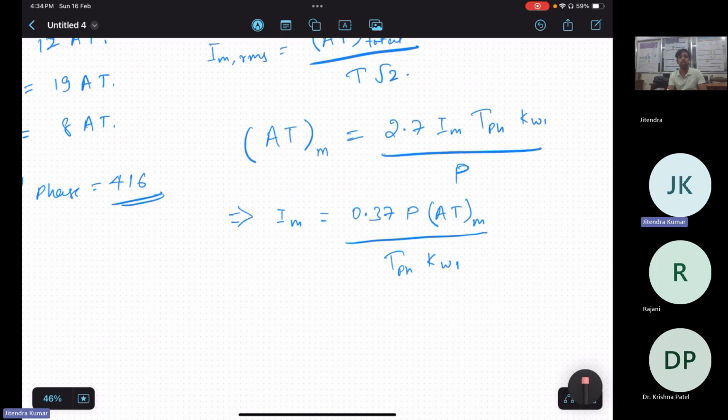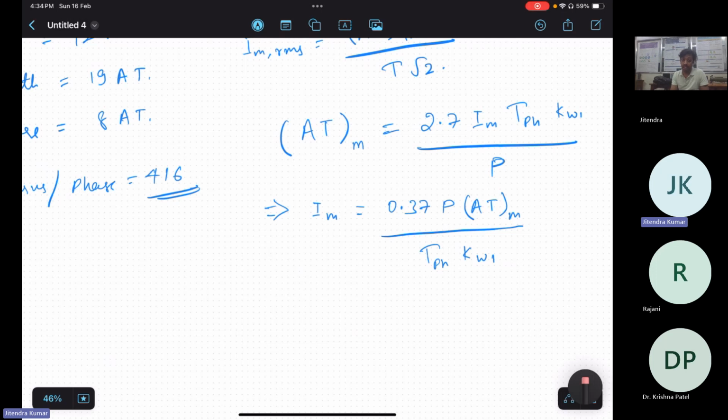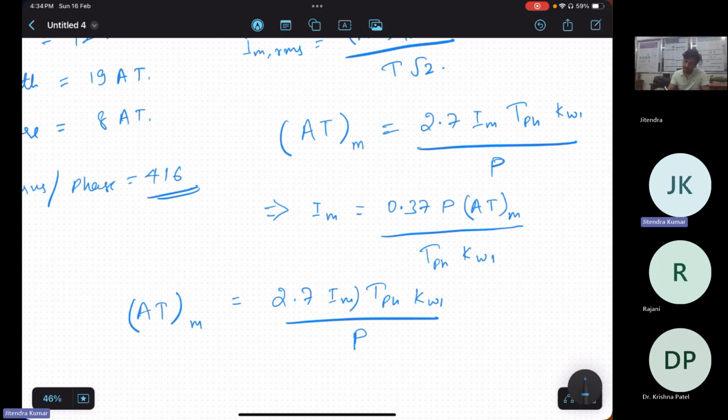Now if you manipulate it, the peak MMF is related to the RMS value of IM. Whenever you are asked in the problem, you need to provide the RMS value of magnetizing current. So that will be equal to 2.7 into IM into T phase into kW divided by P, where this is ampere turns. Here IM is nothing but RMS.